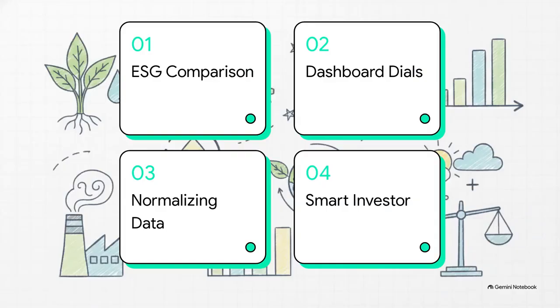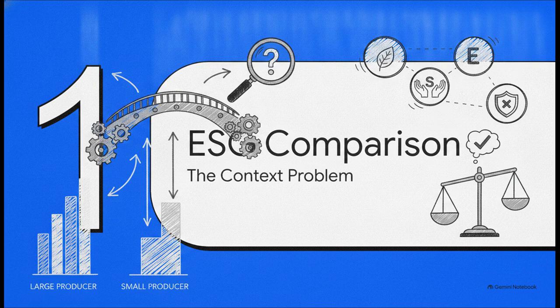So, to solve this problem, let's boot up our system dashboard. Here's our sequence for today. First, the ESG comparison conundrum. Second, the biofuels dashboard dials. Third, normalizing the performance data. And finally, empowering the smart investor. Okay, starting with Section 1, ESG comparison, the context problem.